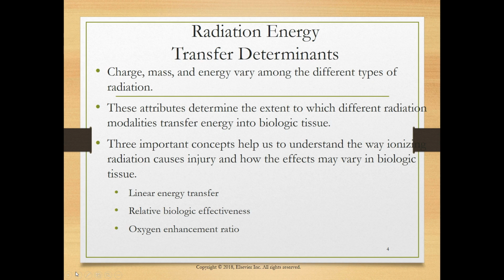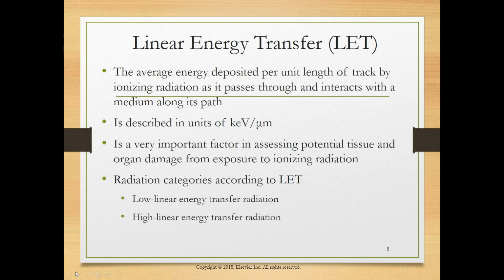It describes how the ionizing radiation energy is deposited along a track or path of tissue. Okay, LET has units of kiloelectron volts per micrometer. As the radiation passes through tissue, it deposits energy and produces ionization of the cells in the tissue. Different types of ionizing radiation have different LET values. So there's high and there's low.